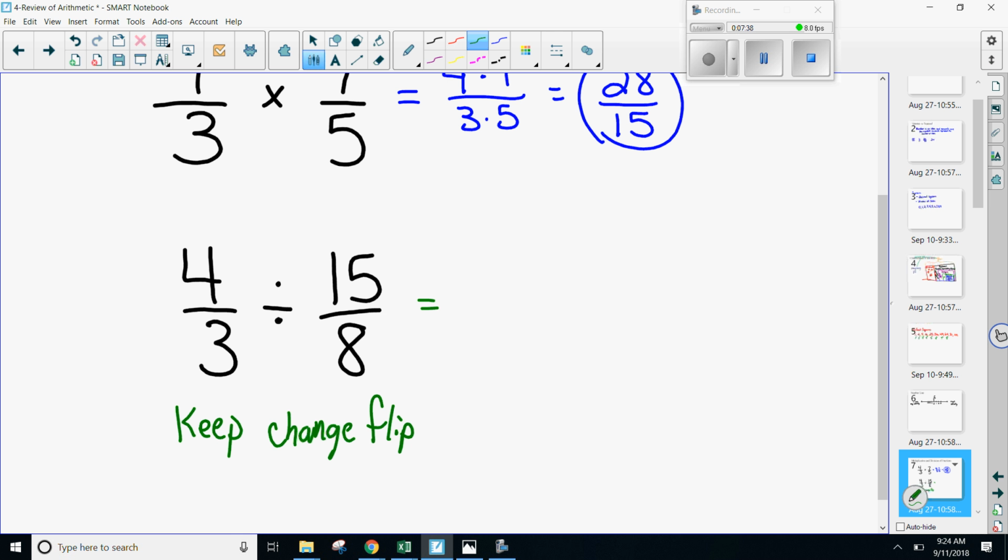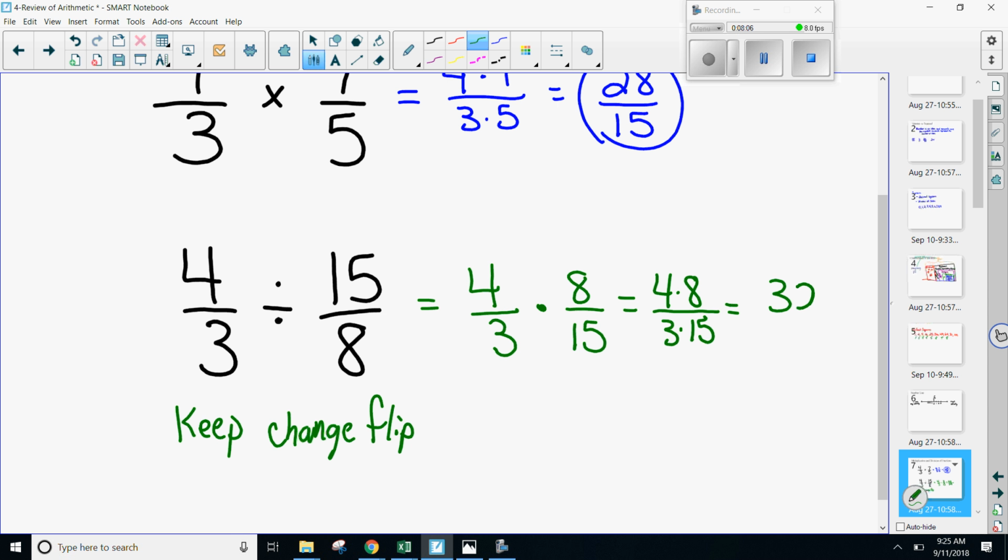So you keep the first fraction. What does change mean? You change the division to multiplication and flip the second fraction. So 15/8 would become 8/15. And then you multiply, which means you are going to take 4 times 8. I'm just showing this for your purposes. And 3 times 15. So what is 4 times 8? 32. And what is 3 times 15? 45. So you end up with 32 over 45.